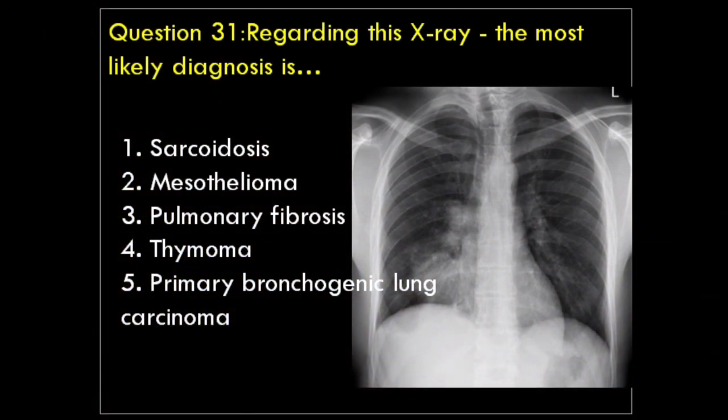Question 31: Regarding this X-ray, the most likely diagnosis is 1. Sarcoidosis. 2. Mesothelioma. 3. Pulmonary fibrosis. 4. Thymoma. 5. Primary bronchogenic lung carcinoma.